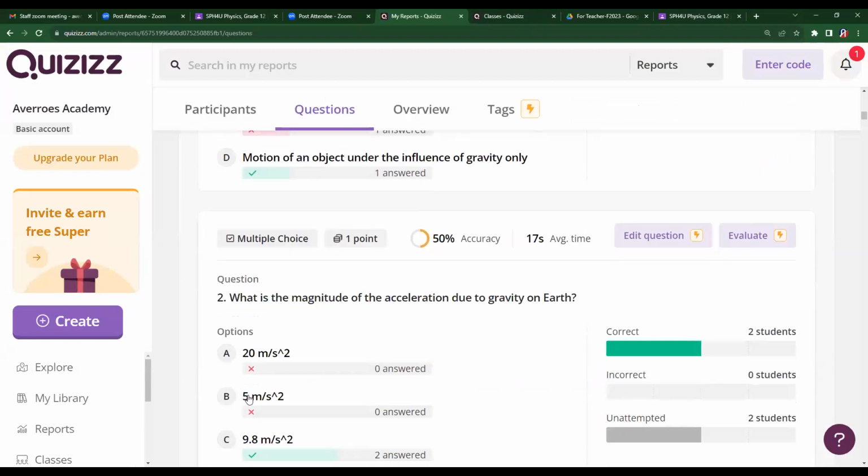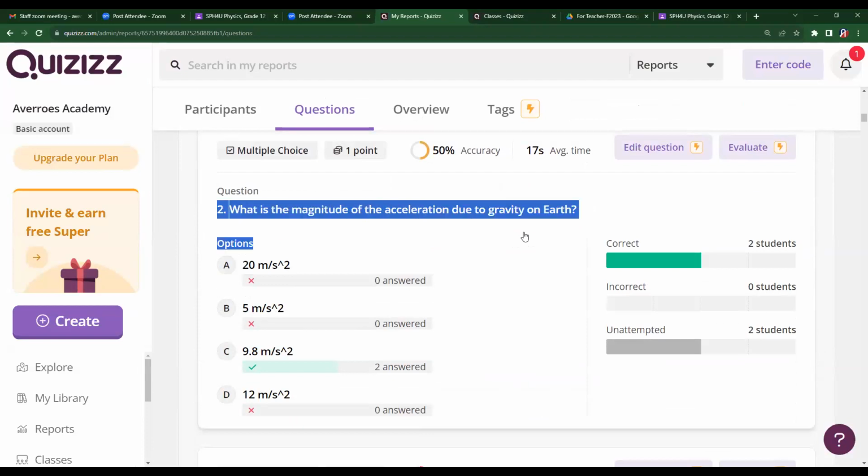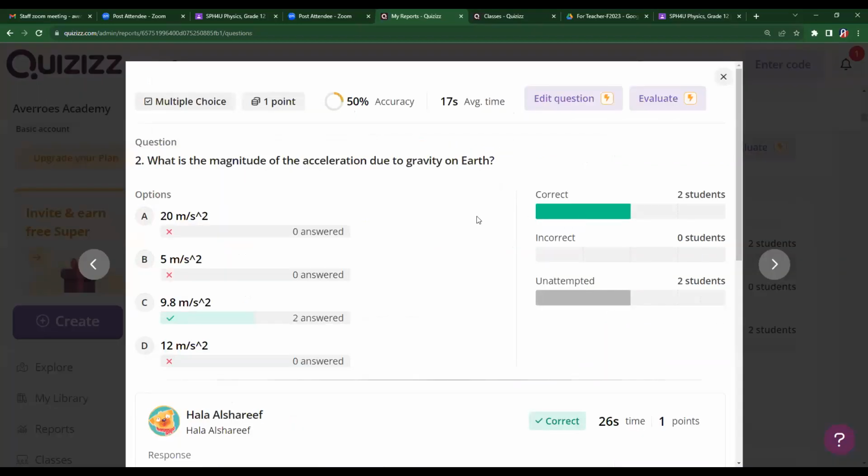Next question was on the magnitude of acceleration due to gravity on Earth. Where did we deal with g? In which unit? Also in motion, right? When an object was moving in vertical direction, the force of gravity was going down. So the acceleration of free fall is always 9.8 on Earth. On other planets, it's different, right?